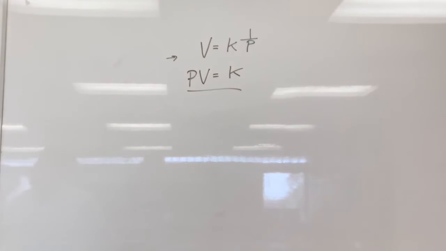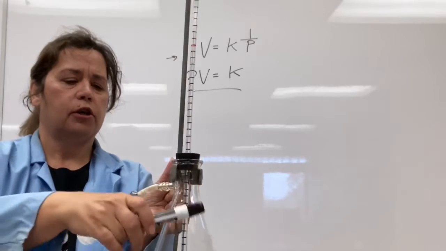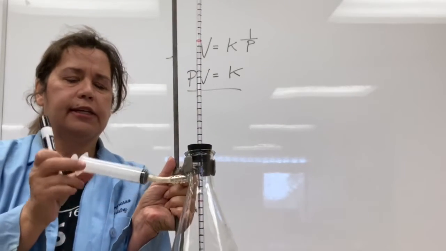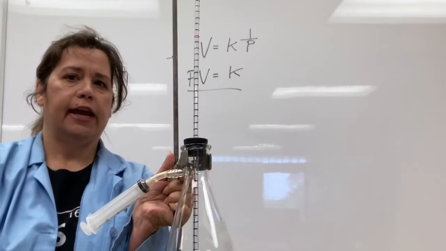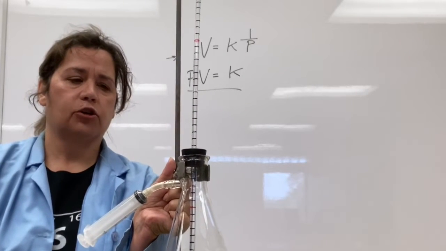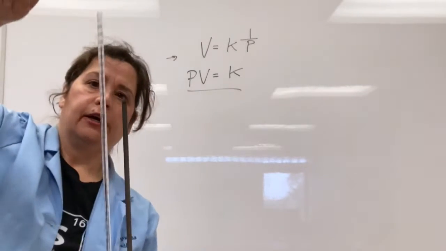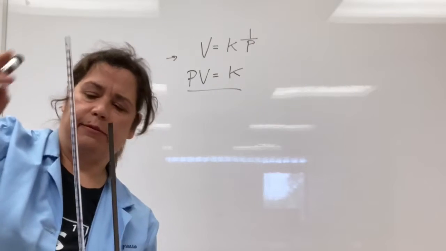You're going to have a setup like this. So you're going to have an enclosed volume that consists of this syringe and this flask. Inside the flask, there's going to be some water. There's a tube here. The tube is open to the atmosphere.